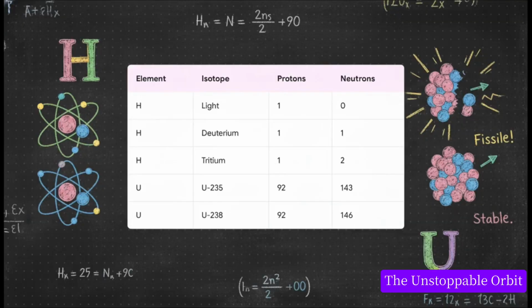Think about the extremes here. Take the lightest element, hydrogen. In nature, you've got light hydrogen with 1 proton, 0 neutrons. Add a neutron, you get deuterium. Add another, you get tritium.